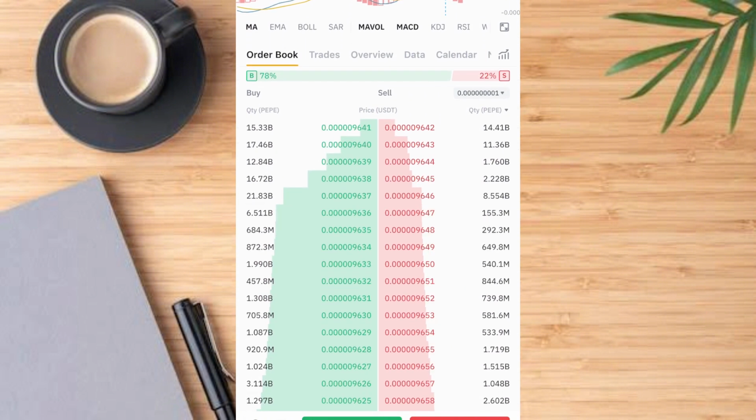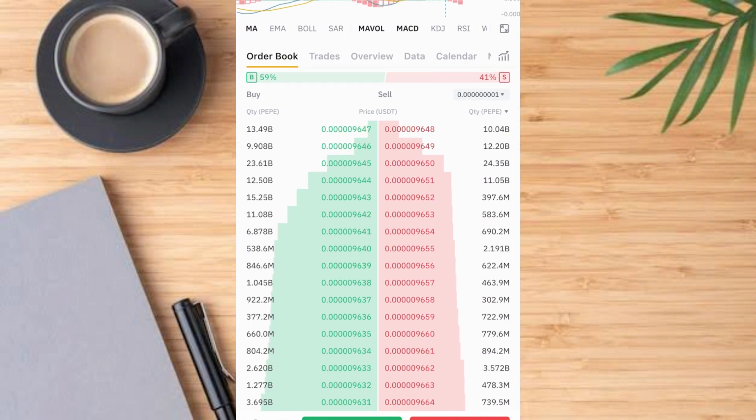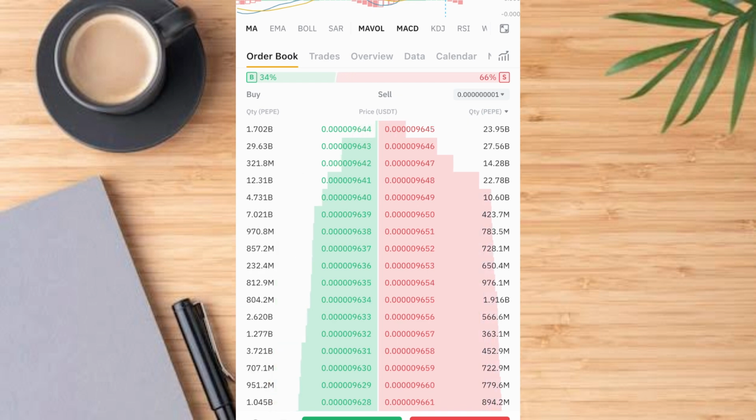Now right after that, you have some options here. You have the order book. Now if you see under the order book, you have the green side and the red side. The green side indicates buying.